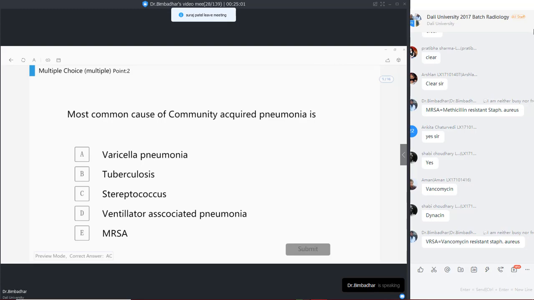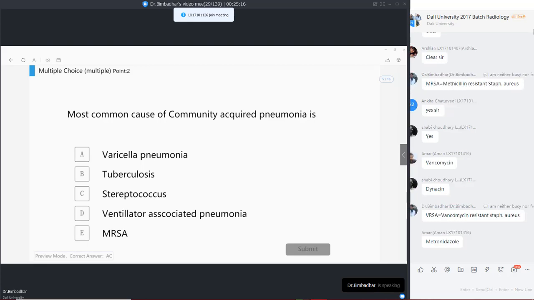VRSA, okay, there are two types of nosocomial infections. One is MRSA and the other is VRSA. Both of them are very, very hard to treat, and they are the leading causes of death in hospital patients with comorbidities. Okay, VRSA, yes, you can also treat them with metronidazole. Remember, the drug of choice for MRSA is vancomycin, okay, and for VRSA, it will be metronidazole.